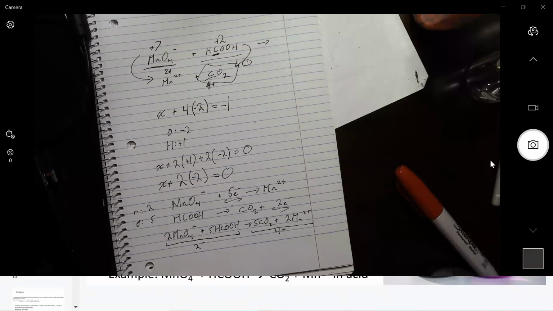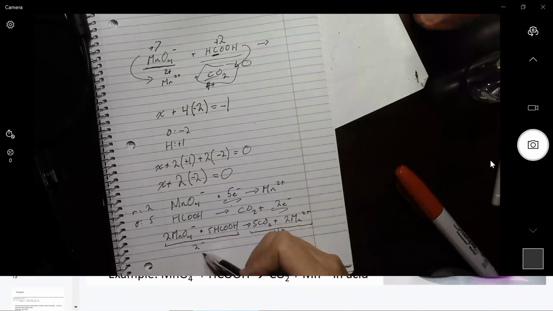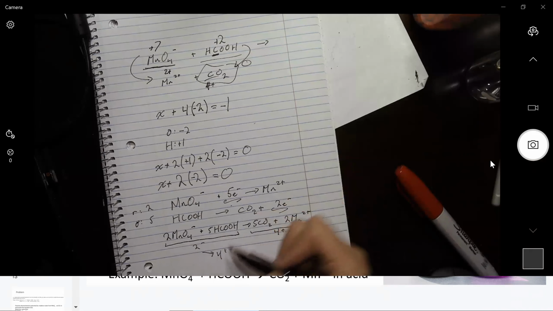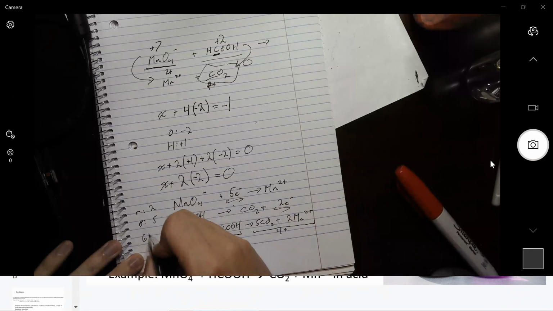So close. Okay, so this side is more negative. So we need to make this side equal 4 plus. We need to somehow make this 4 plus. So what should we do to make the left side equal 4 plus? Right, so we need to add 6 H+.